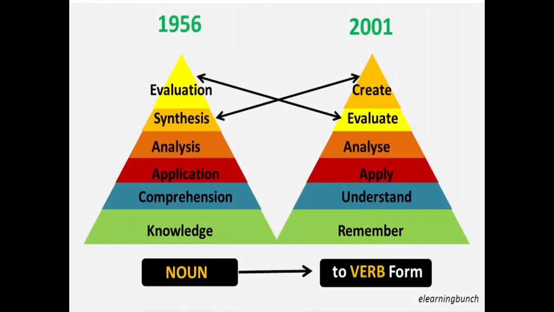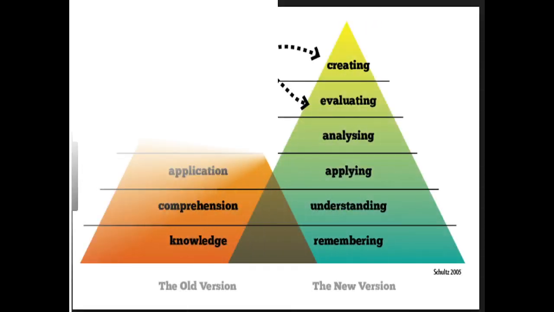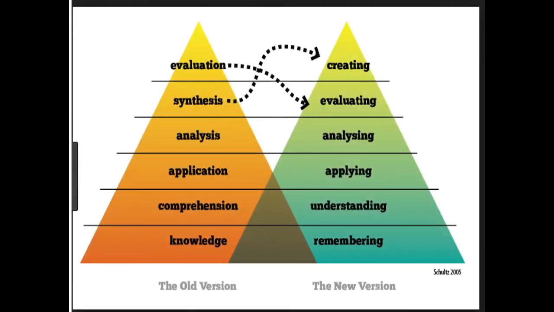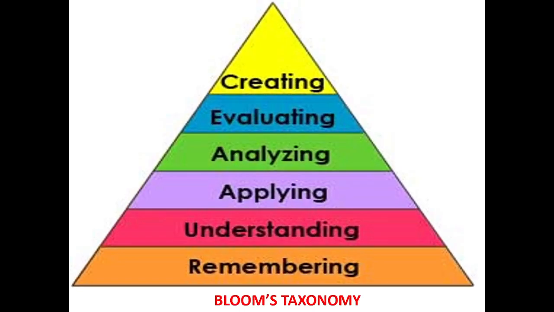This triangle once again shows how learning will enhance from remember, understand, apply, analyze, evaluate, and create. It can be shown through this triangle once again. There, remembering goes up to creating. And all of you know that this is Bloom's taxonomy, which tells you that the child should remember, understand, apply, analyze, evaluate, and create something to learn better.